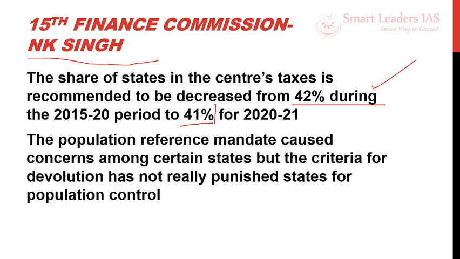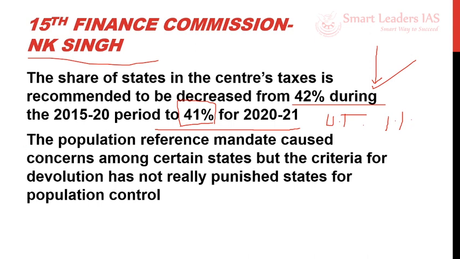Why has this been decreased to 41% for states? Because one large state, Jammu and Kashmir, has been converted into a union territory. In the previous Finance Commission, its share was 1%. So taking that 1% out, everyone else gets the same share, 41%. So this is vertical devolution, but there have been changes in the horizontal devolution. How much each state gets from the 41% has many changes.